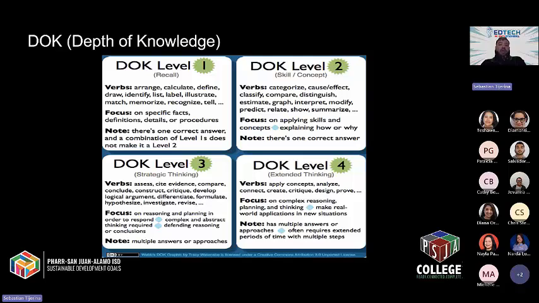Note, there's one correct answer, and the combination of level 1s does not make it a level 2. So you can't get 2 level 1s, put them together, and ta-da, we got a level 2. Now let's put another 2 level 1s, and now we got a level 3. No. It has to do with the rigor of the question. So if the rigor is not there, is not justified to move up to a DOK level 2, then it will not move up regardless of how many question combinations you have.